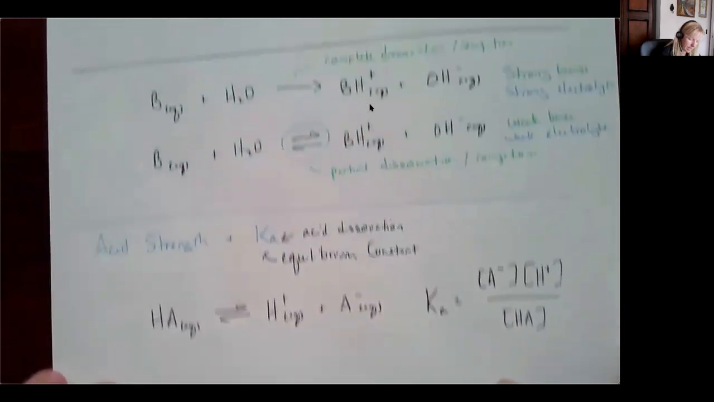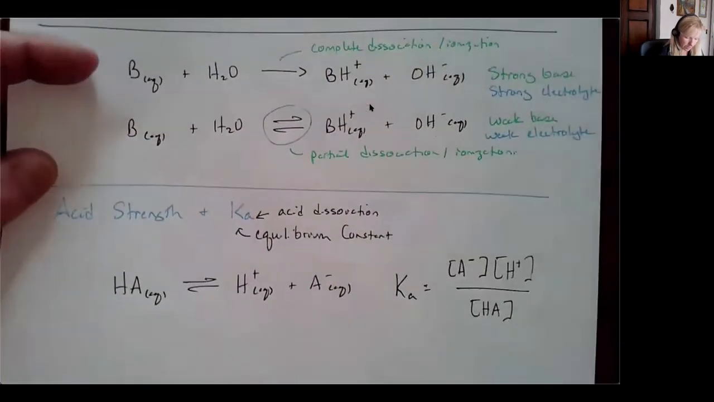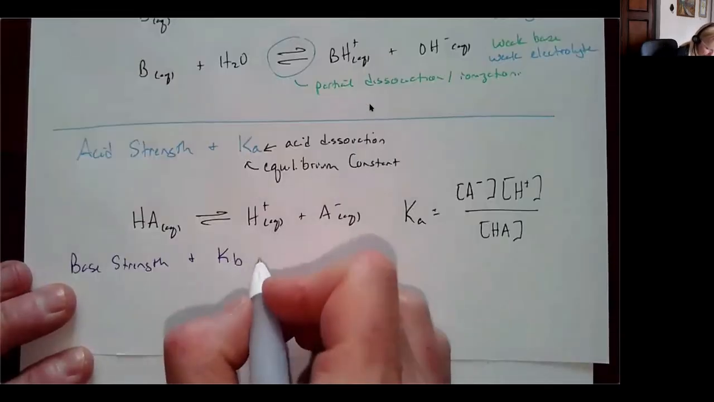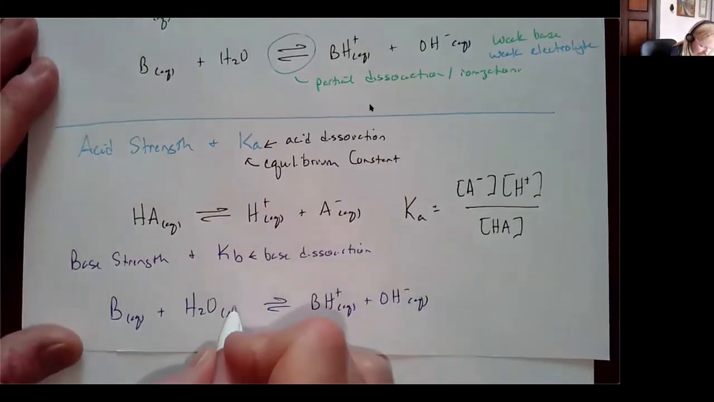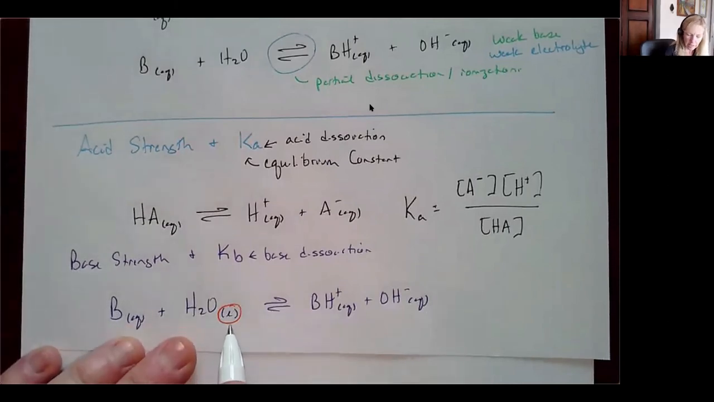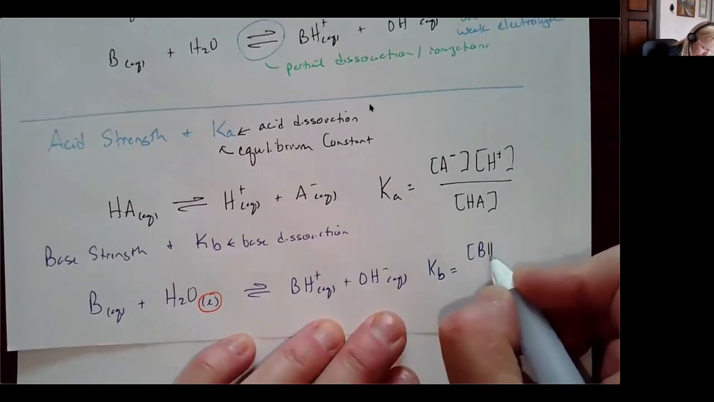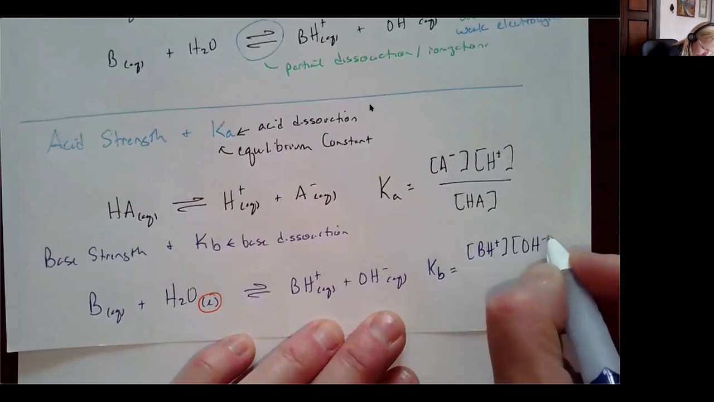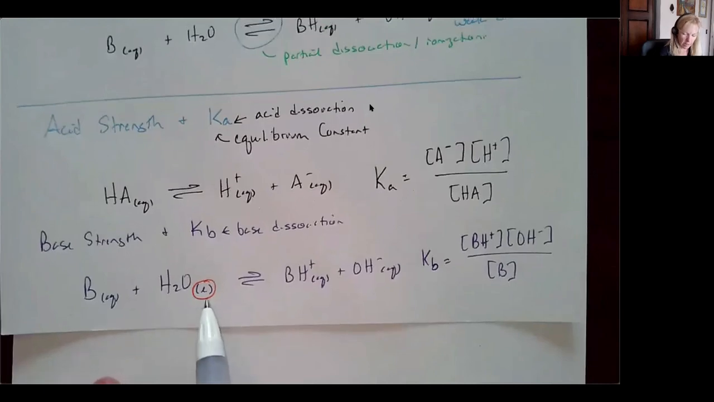So for Kb, I could look at this and write a Kb for it. Let's do that real quick. Kb now means my base dissociation. Now there's something important here in that this is liquid water. Remember, in a heterogeneous scenario, this is not going to be in your law of mass action. So I can ignore the water here. When I write my Kb, it's just going to be the concentration of BH plus and OH minus over the concentration of B. And this just falls out of that law of mass action.